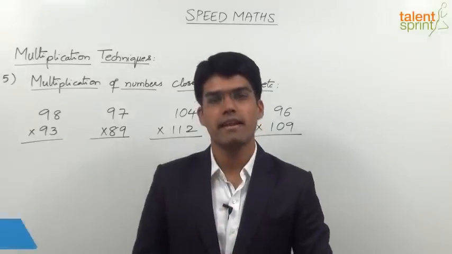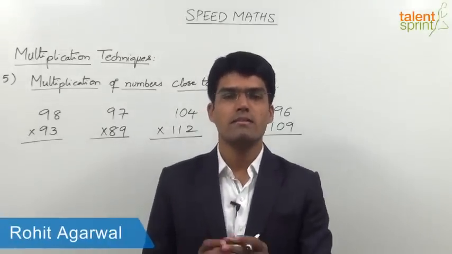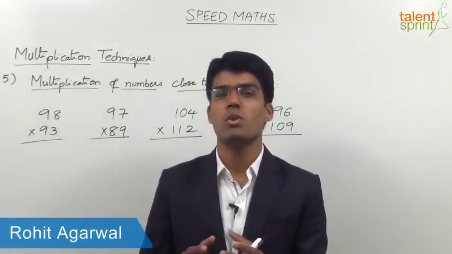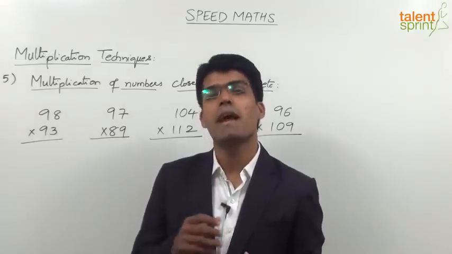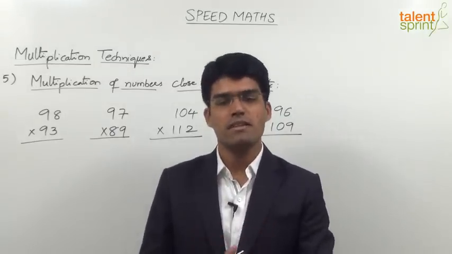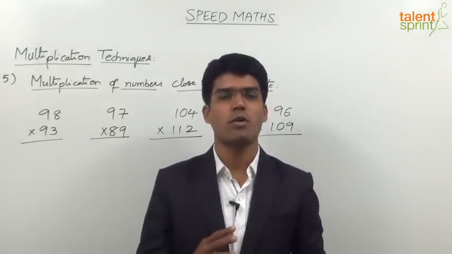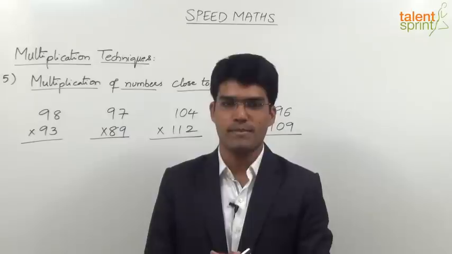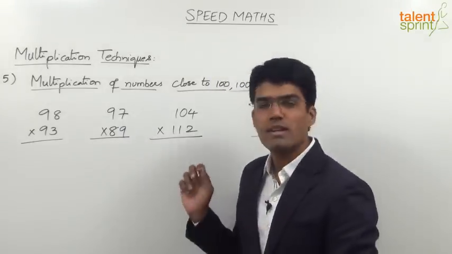The next multiplication technique that we are going to learn now is multiplication of numbers which are close to 100 or numbers close to 1000 and so on. The multiplication of such numbers can be done in a very simple and straightforward manner which involves just two steps. Let us take some examples to understand this.